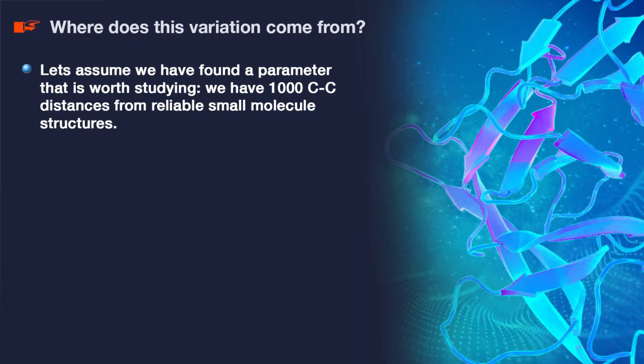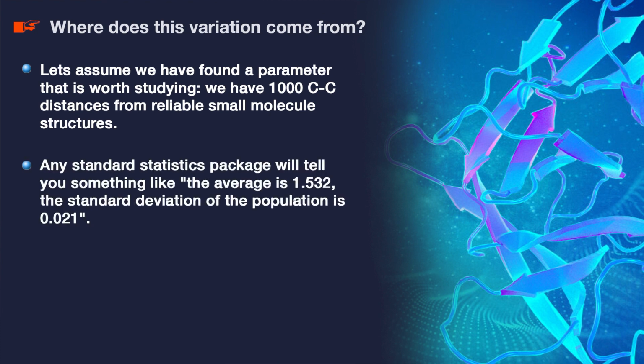So, this explains how WHAT IF does the average and standard deviation calculation for a protein structure. Let us see what the average and standard deviation are. Let us assume we have found a parameter that is worth studying. We have 1000 CC distances from a reliable small molecule structure. Any standard statistics package will tell something like: the average is 1.532, which we have seen, and the standard deviation is 0.021. What does this tell us about a structure with a 1.6 angstrom CC bond?